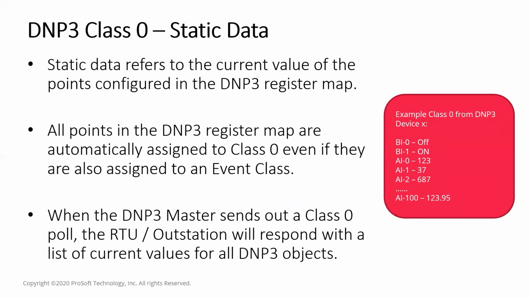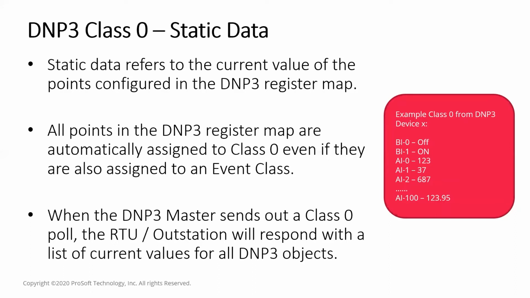So here's a more detailed explanation of what static data means. Remember, I said static is the current value of all of the points configured in the DNP3 register map. With DNP3, a register is actually called an object. So there are objects of different types. There are binary inputs, which is digitals. There are binary outputs, which is digital outputs, analog ins, and there are different types of analogs, 16-bit analogs and 32-bit analogs. But you've got all of these different objects, and you can say an object is a class 0 type of DNP3 point, and that basically means then that you're only going to get the real-time value of that.